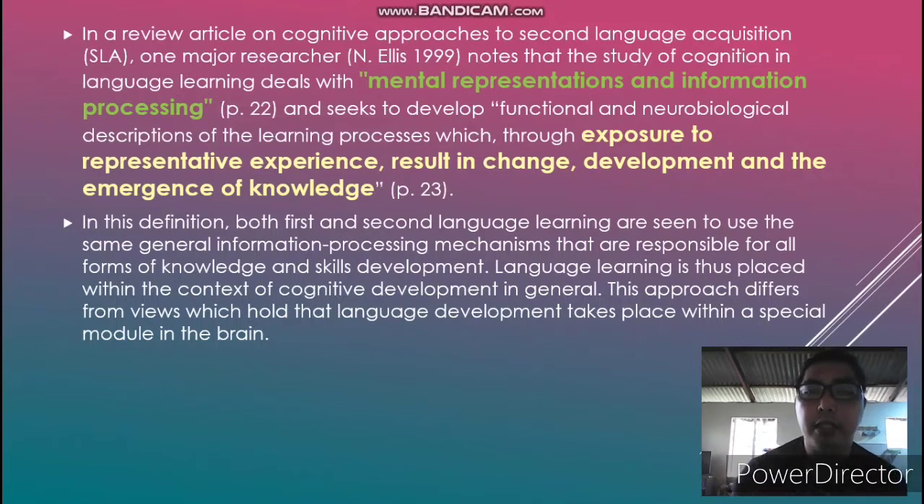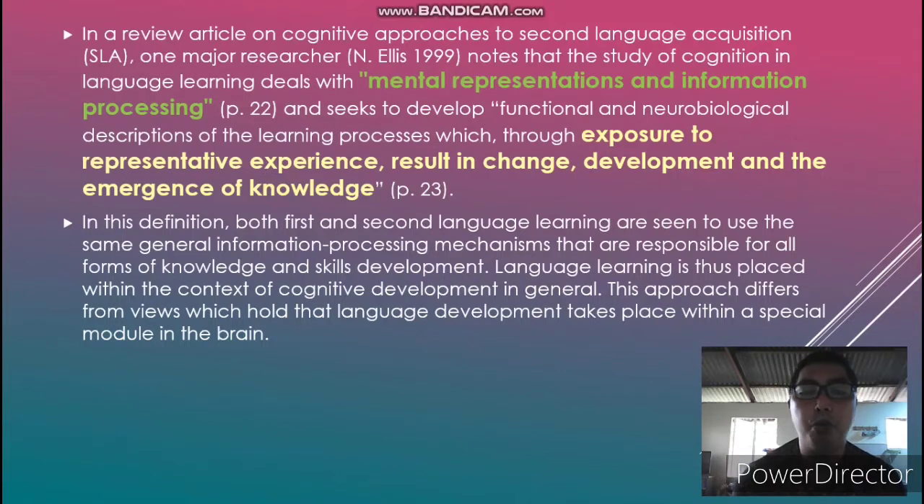How does the mind process the information which comes into it, and seeks to develop functional and neurobiological descriptions of the learning processes which through exposure to representative experience, that is what we have to remember as language teachers when we teach grammar, that there is a need for exposure to representative experience. There must be experience result in change. There will be change, development, and the emergence of knowledge. That's the only time that there will be emergence of knowledge when we provide experience to our learners.